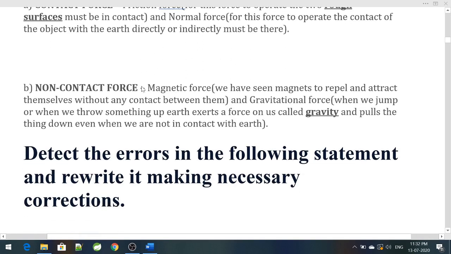Non-contact force, magnetic force. We have seen magnets repel and attract themselves without any contact between them. And gravitational force. When we jump or when we throw something up, Earth exerts a force on us called gravity and pulls things down, even when we are not in contact with Earth. So gravitational force acts on all the objects present on the Earth.